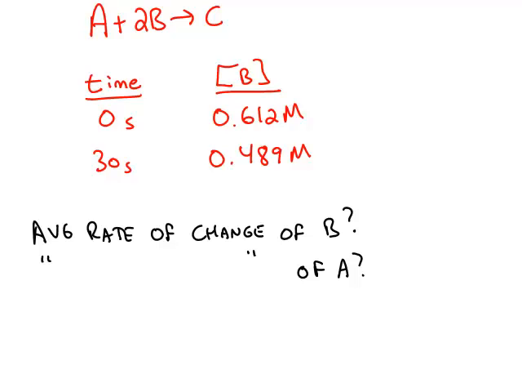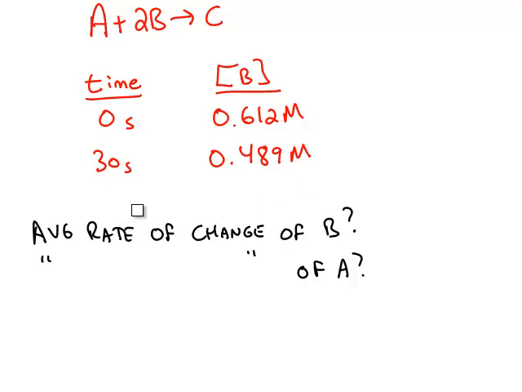In a kinetics experiment, we're looking at how fast or how slow a reaction is carried out. And you can look specifically at one chemical. So what I have here is the information about chemical B, which is a reactant in this overall reaction. At time 0, at the start of the experiment, the concentration of B is given as 0.612. 30 seconds later, it's dropped to 0.489 molar.